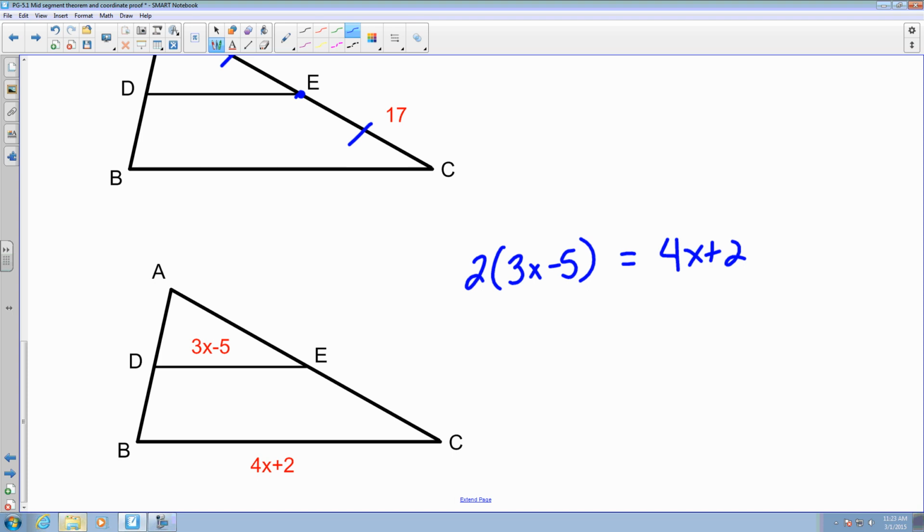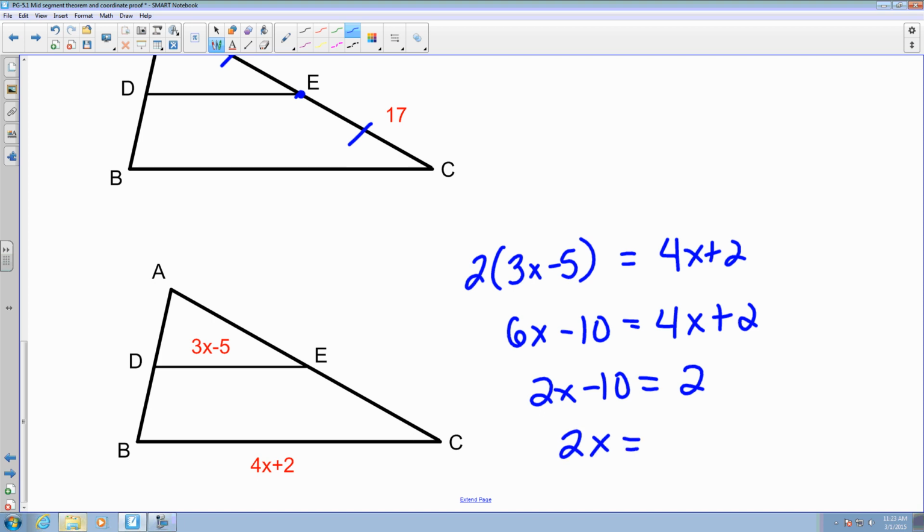If I distribute the 2, I get 6x minus 10 equals 4x plus 2. I'm going to subtract 4x from both sides, so I get 2x minus 10 equals 2. Add 10 to both sides, so I get 2x equals 12. And then finally dividing both sides by 2, x equals 6. Okay.